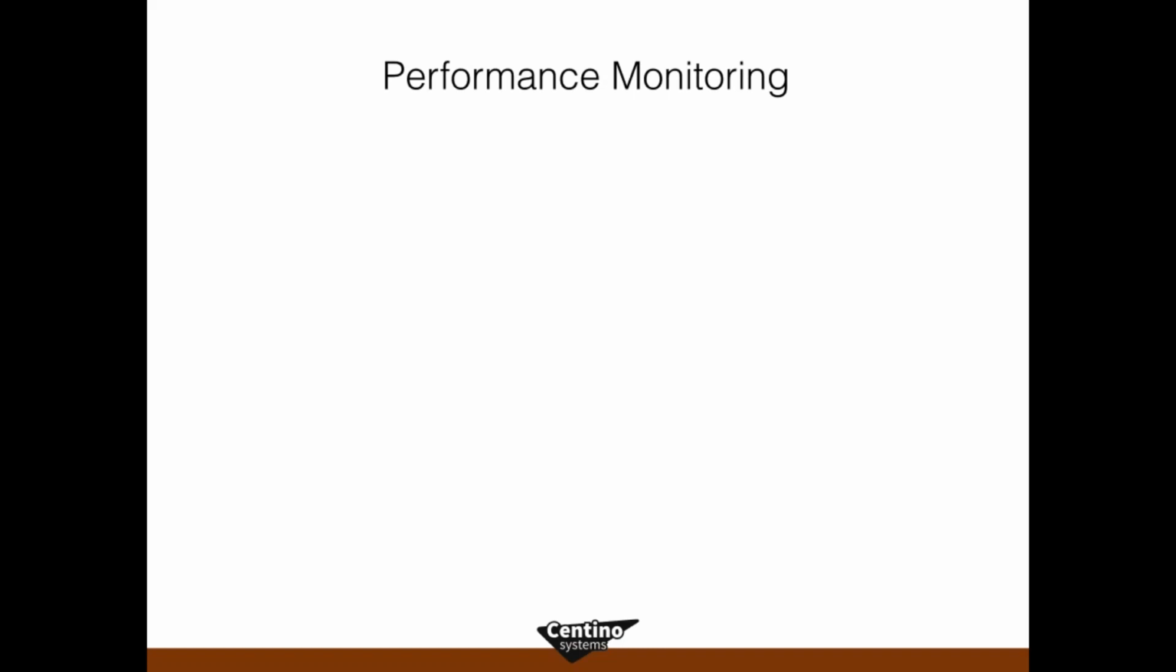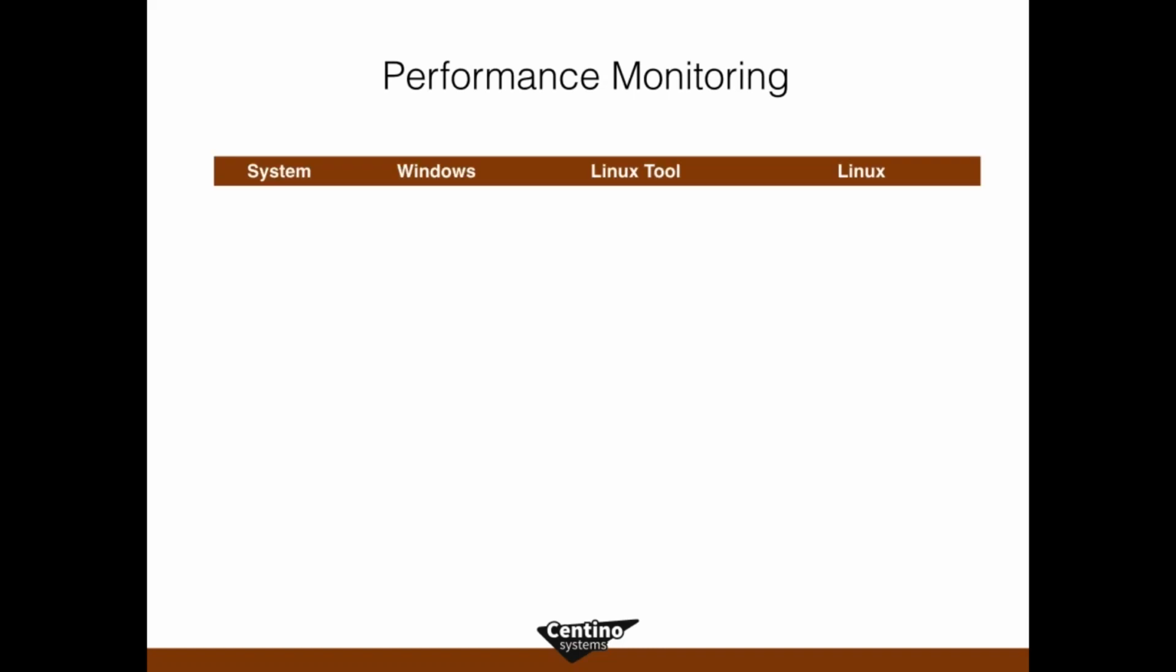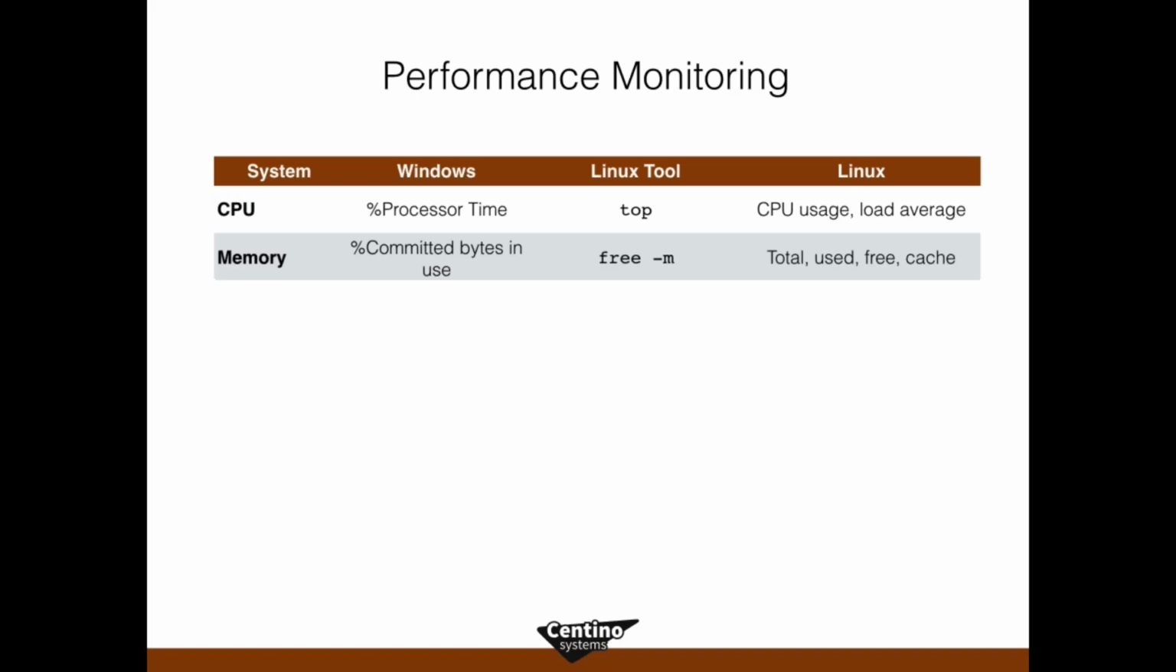So from a performance monitoring standpoint, let's go through the major subsystems. We're going to look at the Windows perfmon counter that you might be used to using, the Linux tool you're going to use, and then the Linux performance attribute we're concerned about for that subsystem. If we're looking at CPU, in perfmon you'd look at percent processor time. In Linux, we're going to use top or htop to answer that question. It gives us CPU usage in percentages, and also load average, which is a very important value on a Linux system.